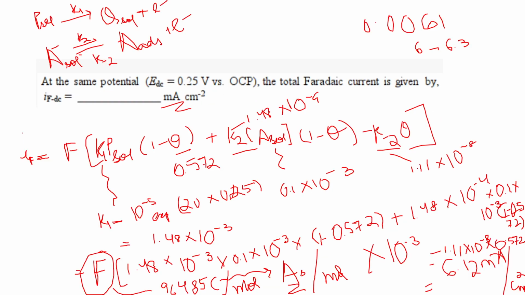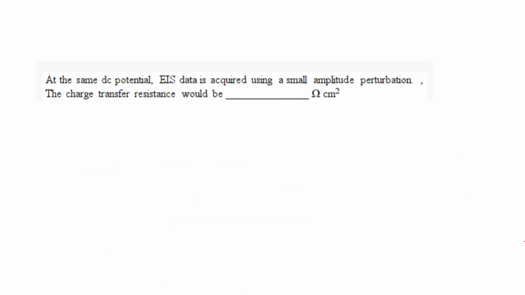So the next question is, at the same DC potential, the EIS data is acquired using a small amplitude perturbation. What is the charge transfer resistance? So how will you do? That I need to understand. It's my wrong question.